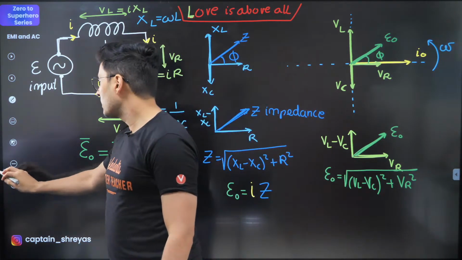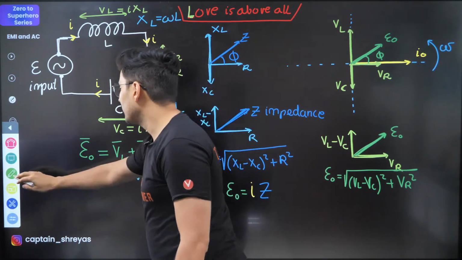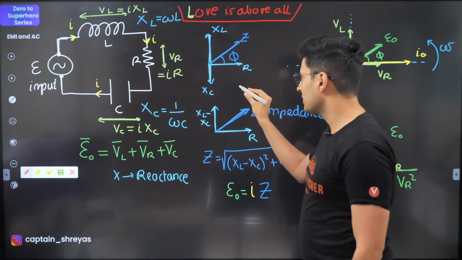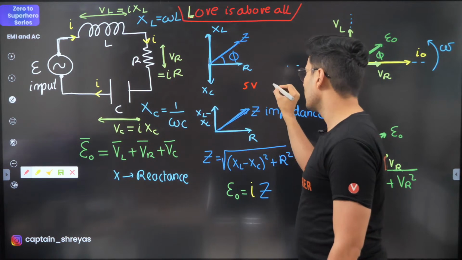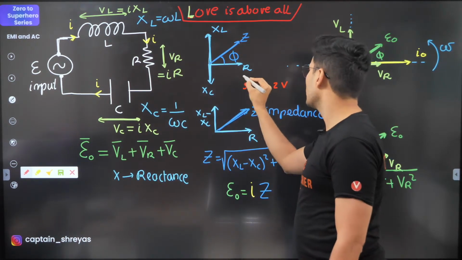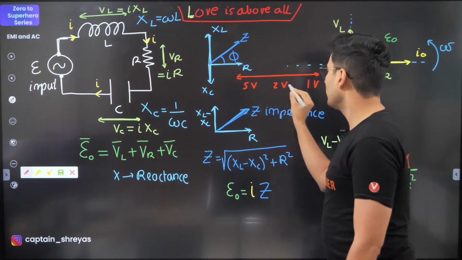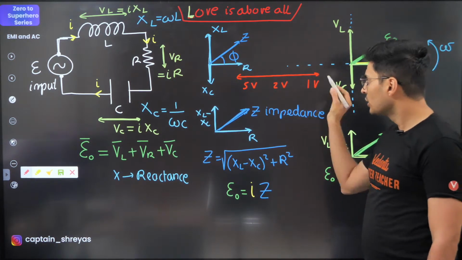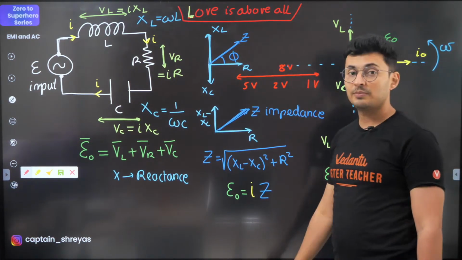Example, say there is some kind of DC device, DC voltage, DC current. There is a 5 volt difference here, a 2 volt difference here, and a 1 volt difference here. So the total voltage difference across these three devices will be 5 plus 2, which is 7, 7 plus 1, which is 8. So 8 volts is the total voltage.